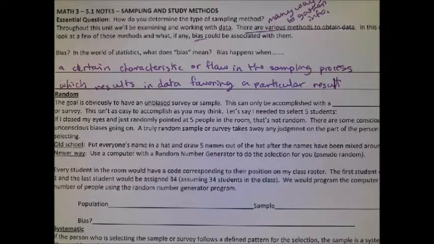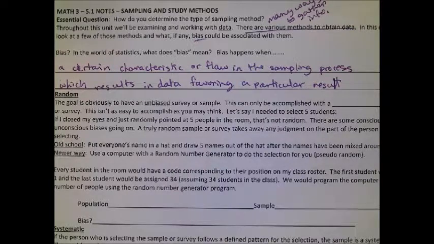So bias happens when a certain characteristic or flaw in the sampling process results in data favoring a particular result. So something happens and a certain outcome is favored. That is what bias is.